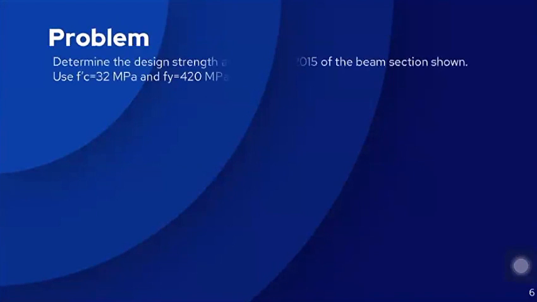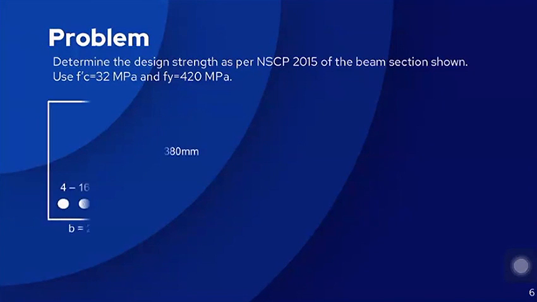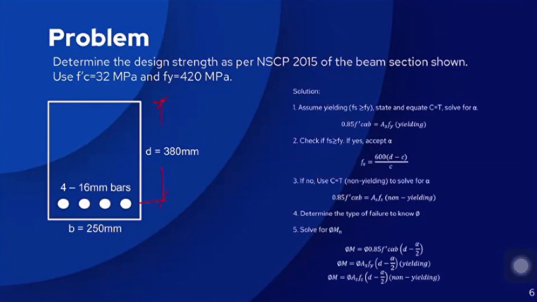So the problem says, determine the design strength as per NSCP 2015 of the beam section that is shown. You can use FC prime 32 MPa and Fy is 420 MPa. So you have a beam section with a width of 250 and an effective depth of 380 that is reinforced with 4 pieces 16 mm bars. The same steps. So ito yun na yung gagamitin natin as the general step in solving for the ultimate strength design of your beam.